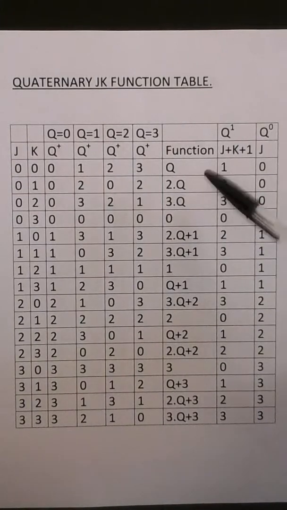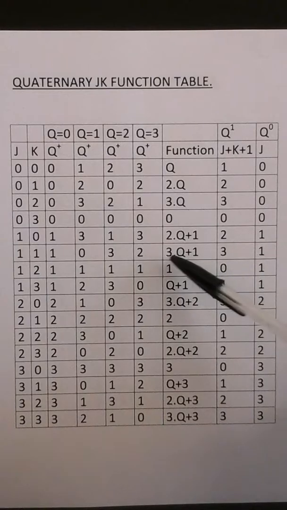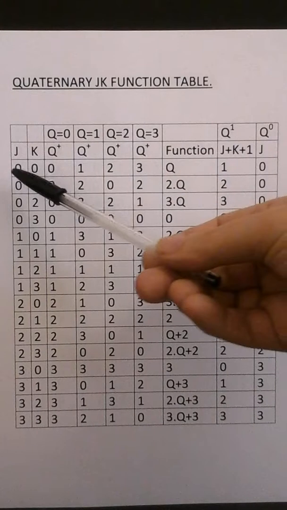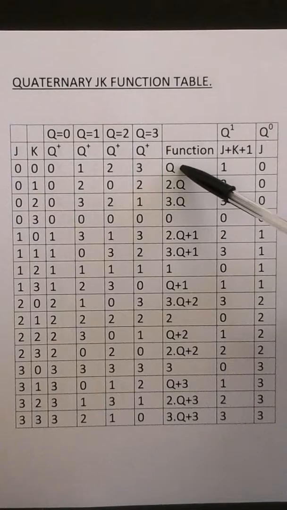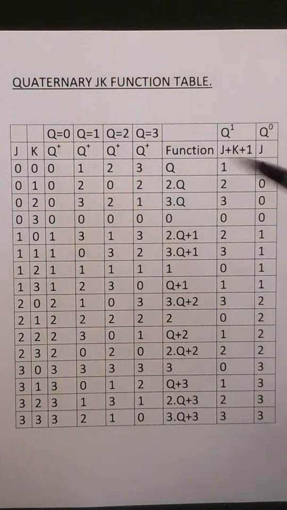Coefficients here. So 1q times 0 there, 2q there, 3q there, 0 there, 2q plus 1 there, 3q plus 1 there, 1 there, q plus 1 there, 3q plus 2 there, 2 there, q plus 2 there, 2q plus 2 there, 3 there, q plus 3 there, 2q plus 3 there, 3q plus 3 there. So again, first line of the truth table, when j equals 0 and k equals 0, the function equals q, so a 0, a 1, a 2 and a 3 there.